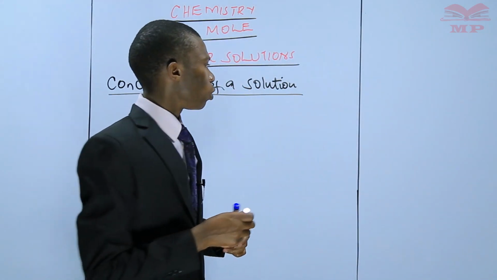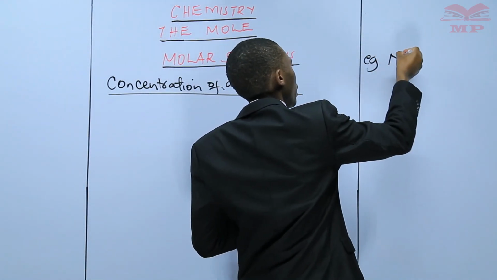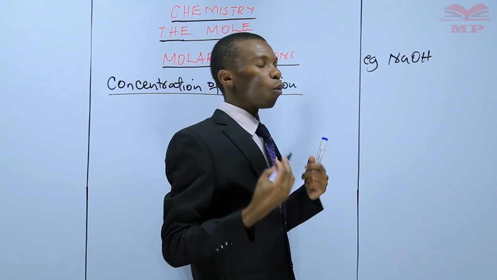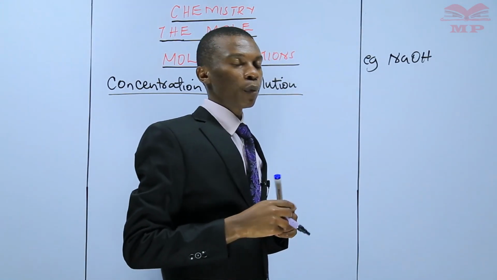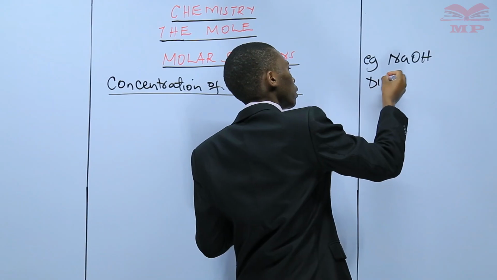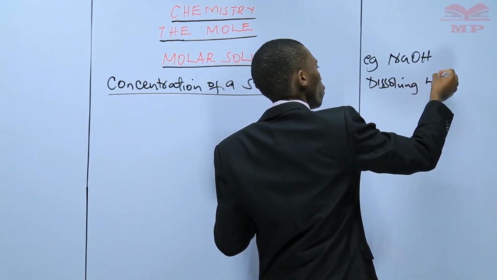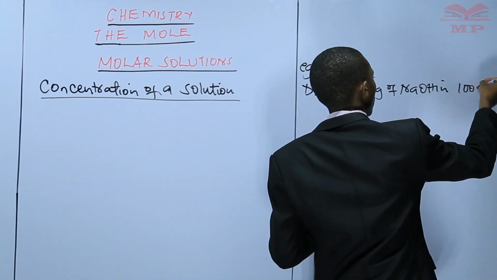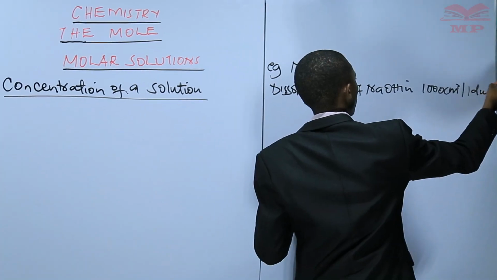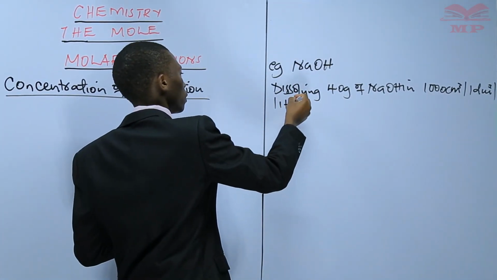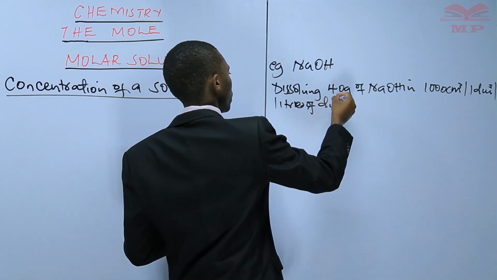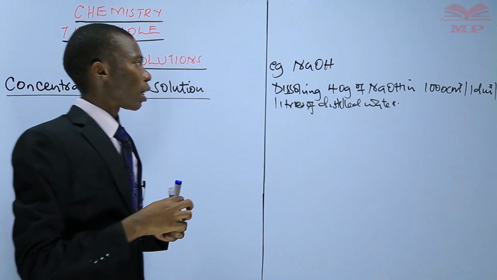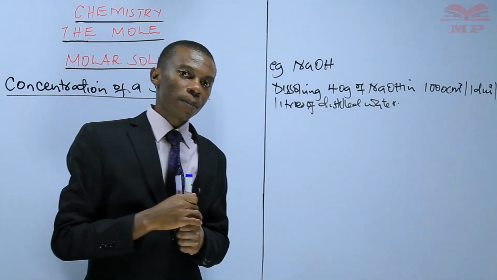And I gave you an example of sodium hydroxide. I told you that a molar solution of sodium hydroxide would be prepared by dissolving 40 grams of sodium hydroxide in 1000 centimeters cubed, or 1 dm cubed, or 1 liter of distilled water. That is how you prepare a molar solution of sodium hydroxide.